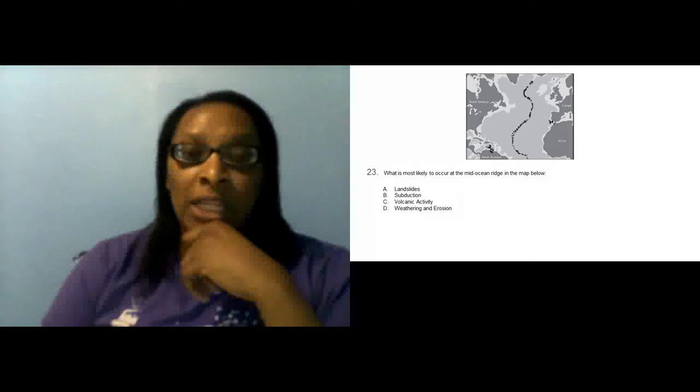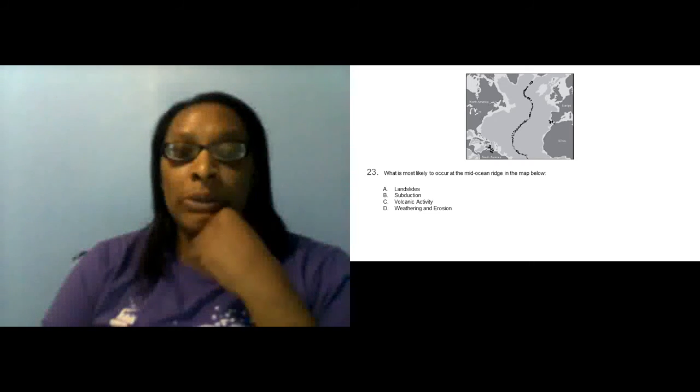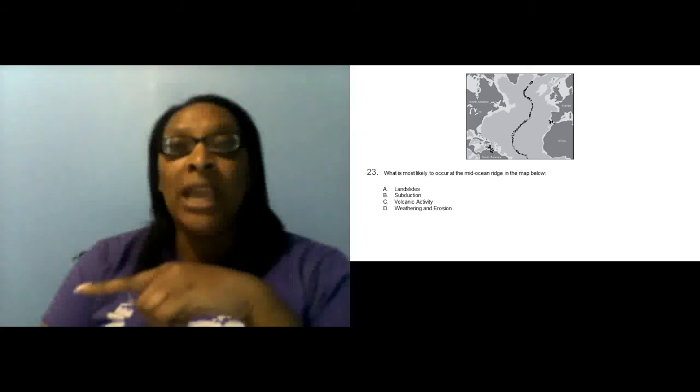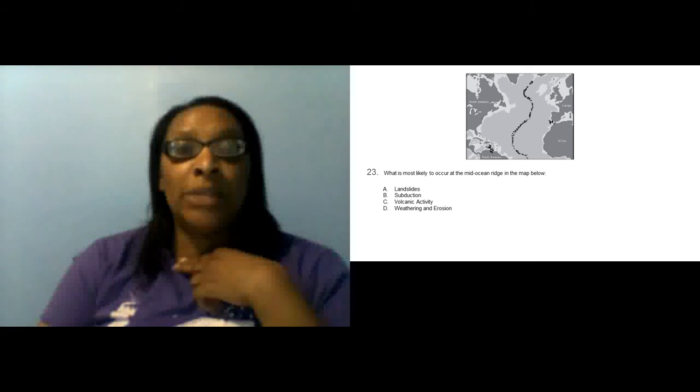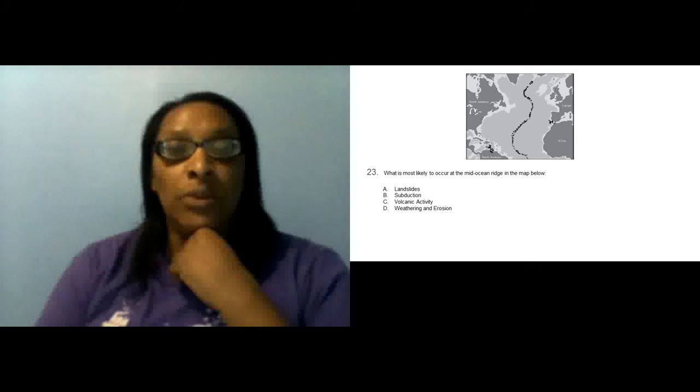23. What is most likely to occur at the mid-ocean ridge in the map below? A, landslides. B, subduction. C, volcanic activity. Or D, weathering and erosion.